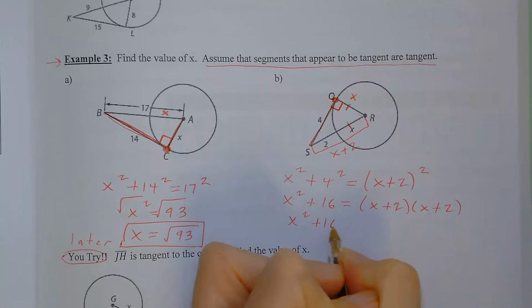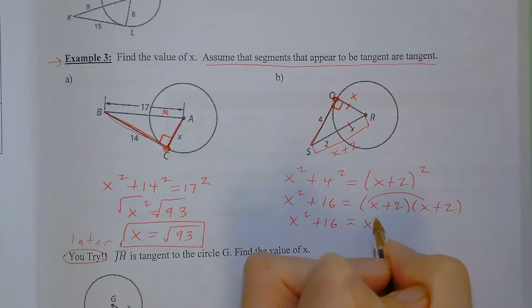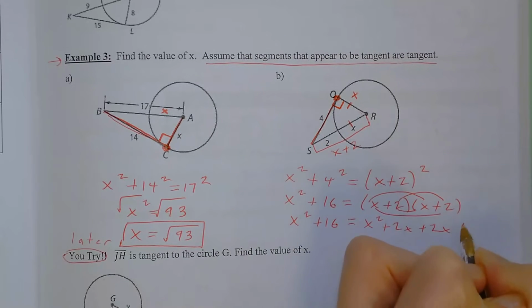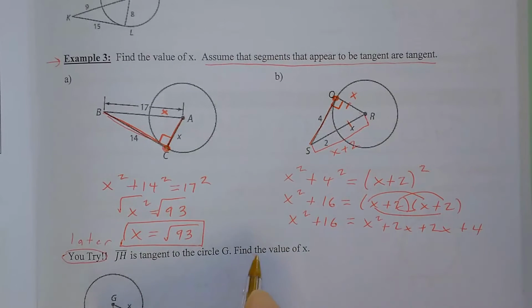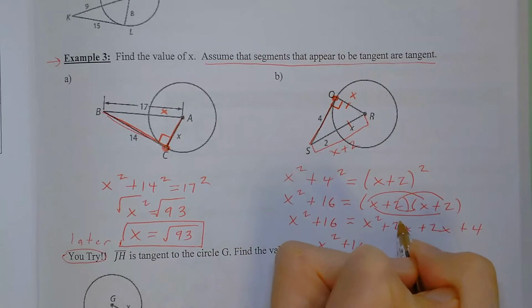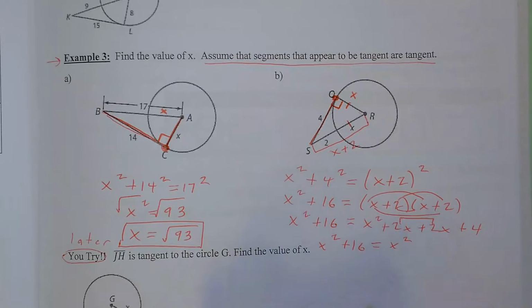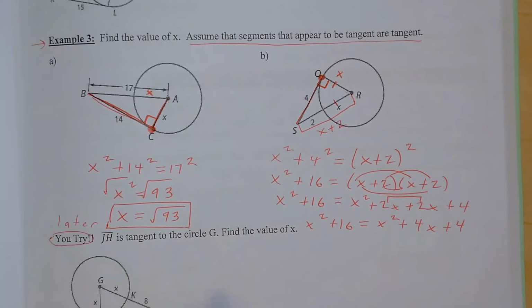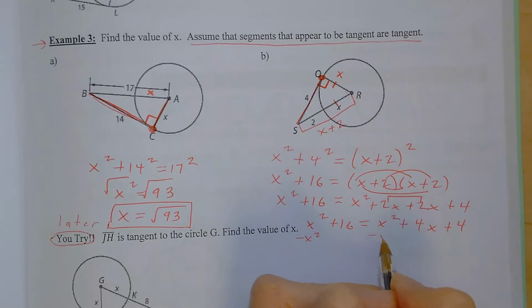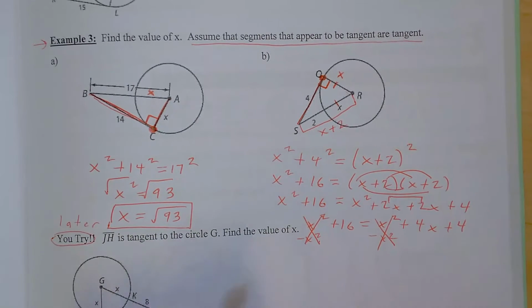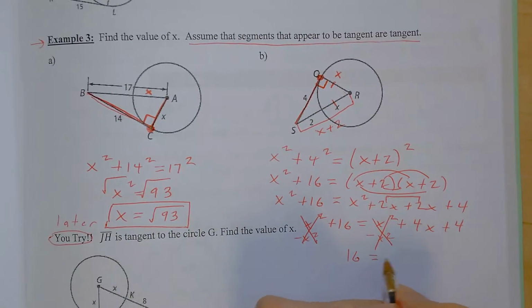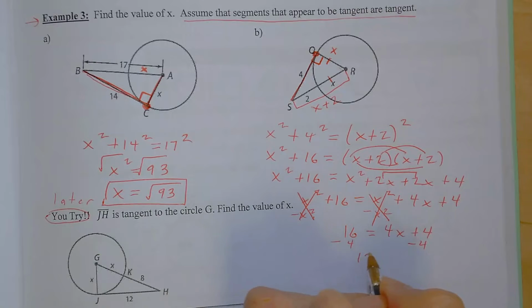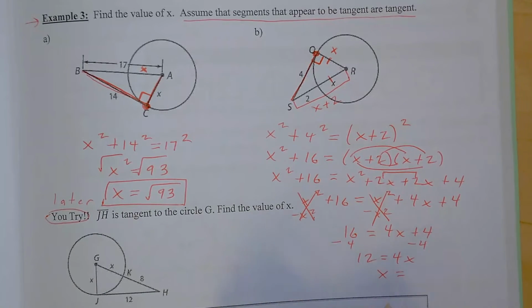So x squared plus 16 equals, okay, so I'm going to FOIL, x squared plus 2x plus 2x plus 4. So this is first, outer, inner, last. So now I get x squared plus 16. I'm going to combine my like terms, x squared plus 4x plus 4. And then I think I might have to factor, but when I go to subtract the x squareds to be on the same side, they actually cancel each other, which is nice. So we're going to be left with 16 equals 4x plus 4. You're going to minus the 4, get 12, and divide by 4 and get 3.